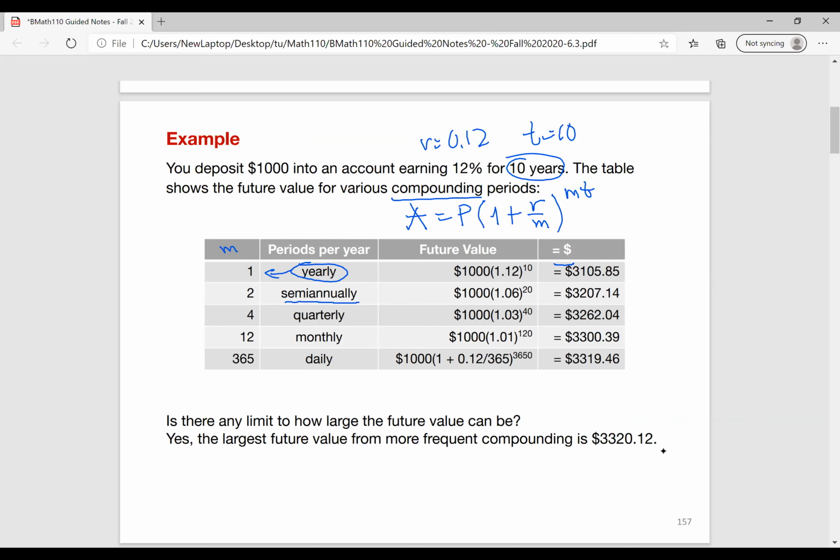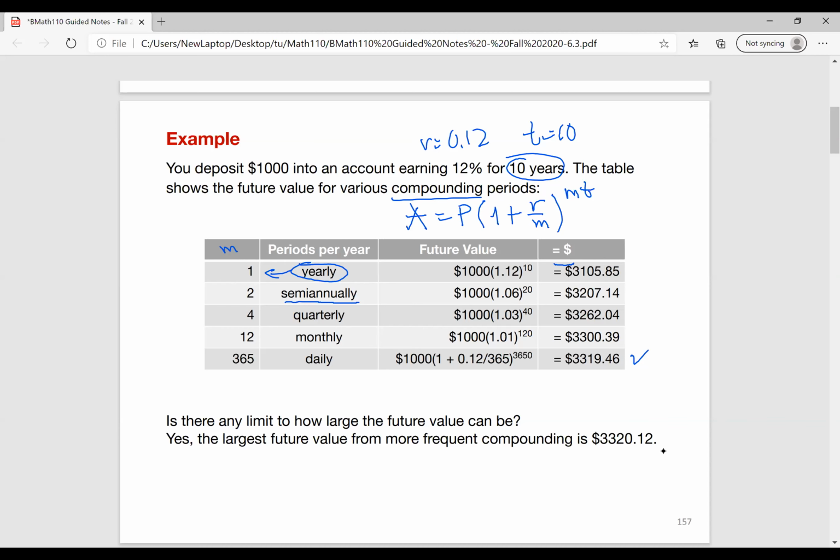And the last case in here is daily, which compounds 365 times a year, and that gives you 3,319.46 in 10 years. That looks like the highest value you can have if it compounds daily for a year.